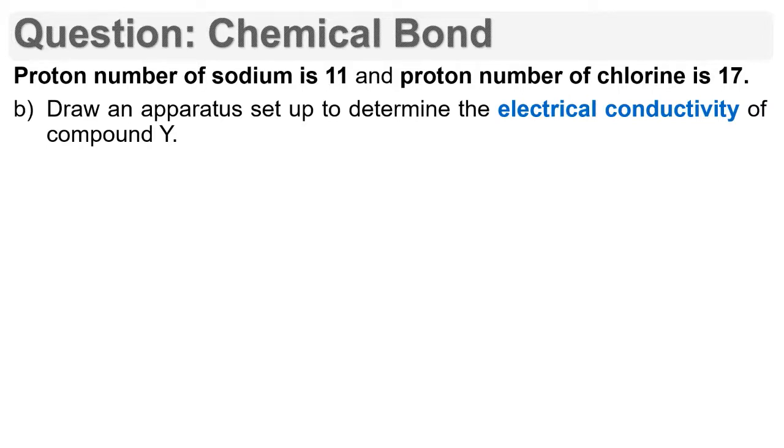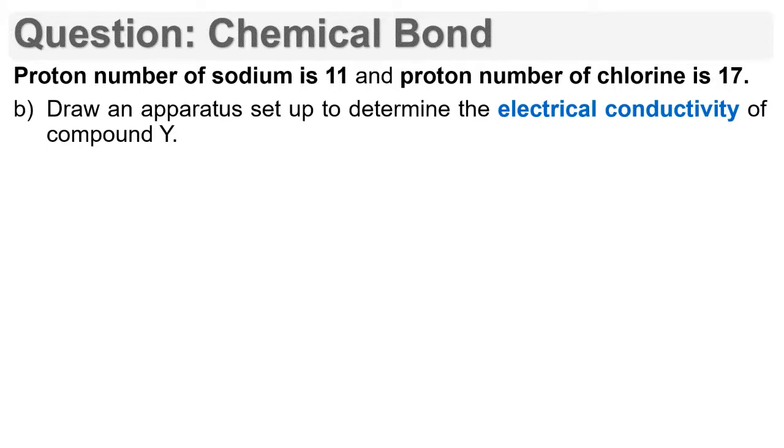B. Draw an apparatus set up to determine the electrical conductivity of compound Y. To determine the electrical conductivity of compound Y, we must construct an electrolytic cell consisting of batteries, connecting wires, electrodes, and electrolyte. The apparatus setup drawn must be functional.